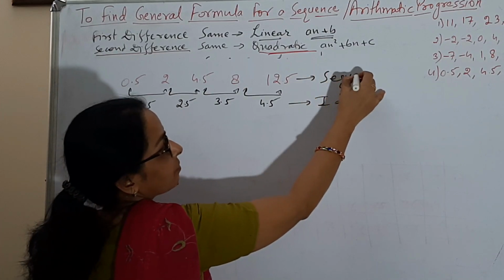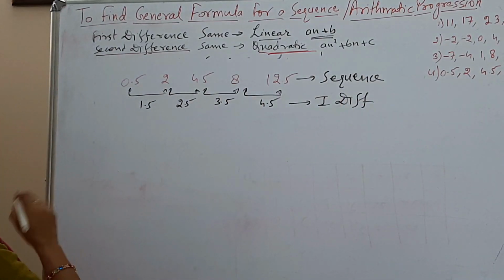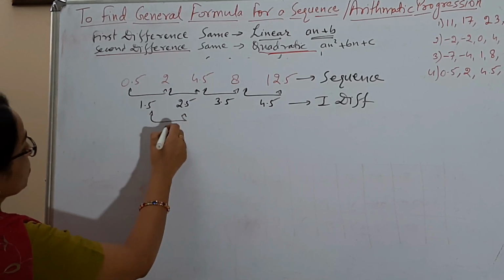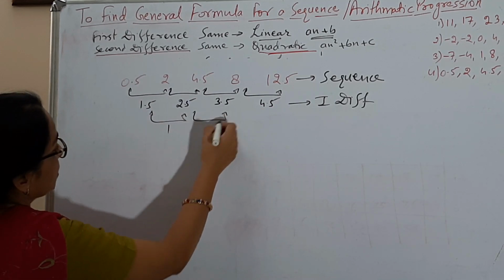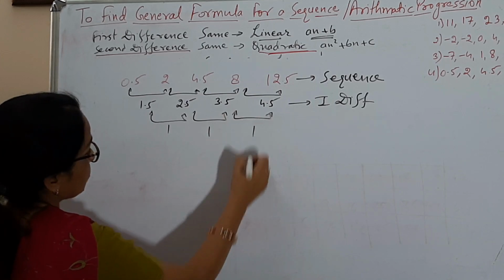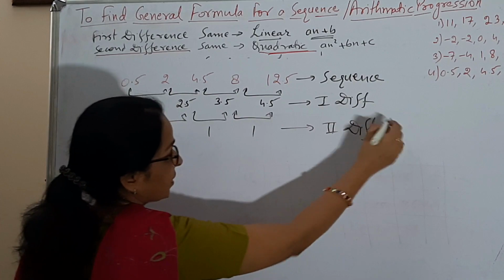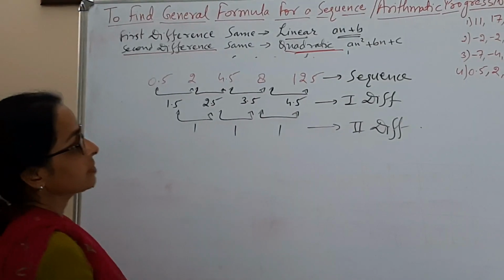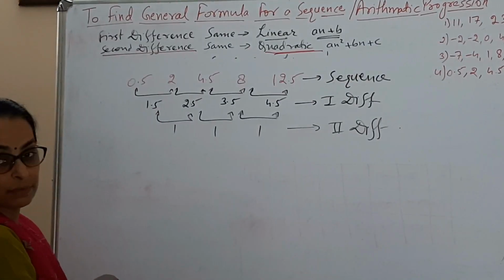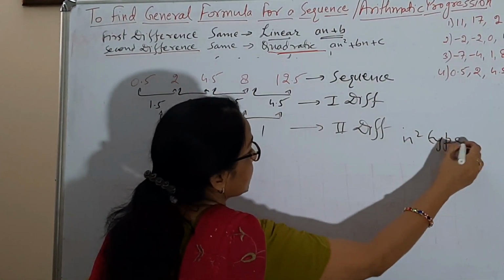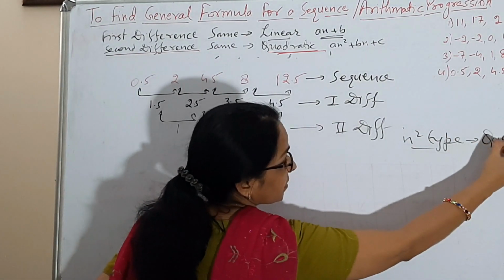It means that we have to find out the second difference. Let's find. It's very clear. 2.5 minus 1.5 is 1. Here also 1. Here also difference is 1. So second difference is same. Now again it is n square type. That is, it is a quadratic sequence.